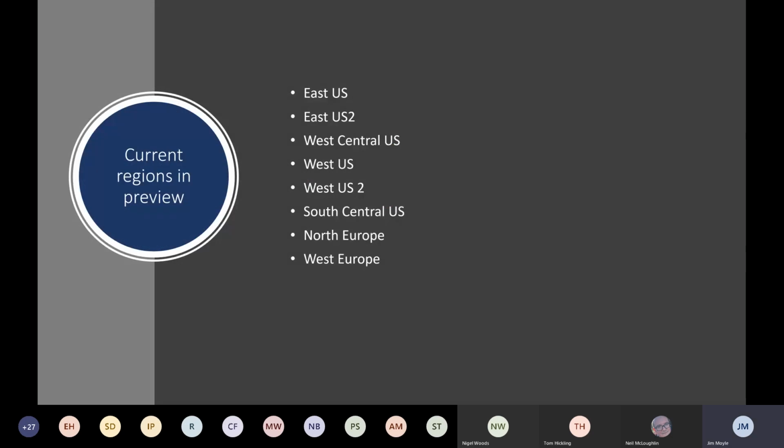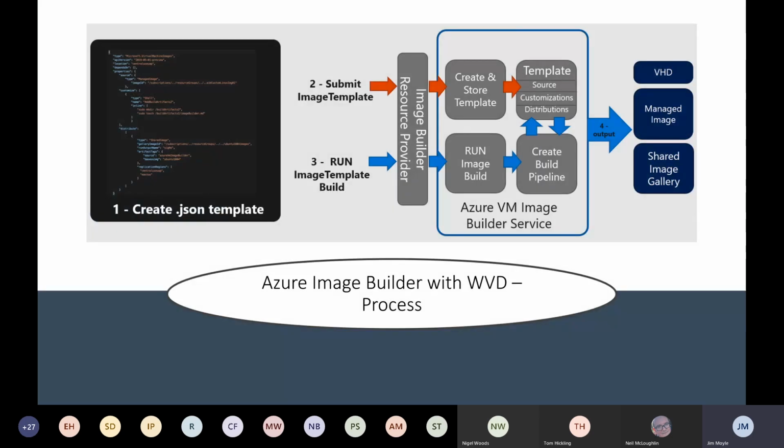These are the current regions in preview for Azure Image Builder. Doesn't mean you're limited to there. You can build your images anywhere and distribute them anywhere. So more around data sovereignty than anything else. Functionally, it doesn't really matter. If you're familiar with Azure, you'll be familiar with some JSON. You can use ARM, you can use AZ, you can use PowerShell, and you can use Azure DevOps pipelines.